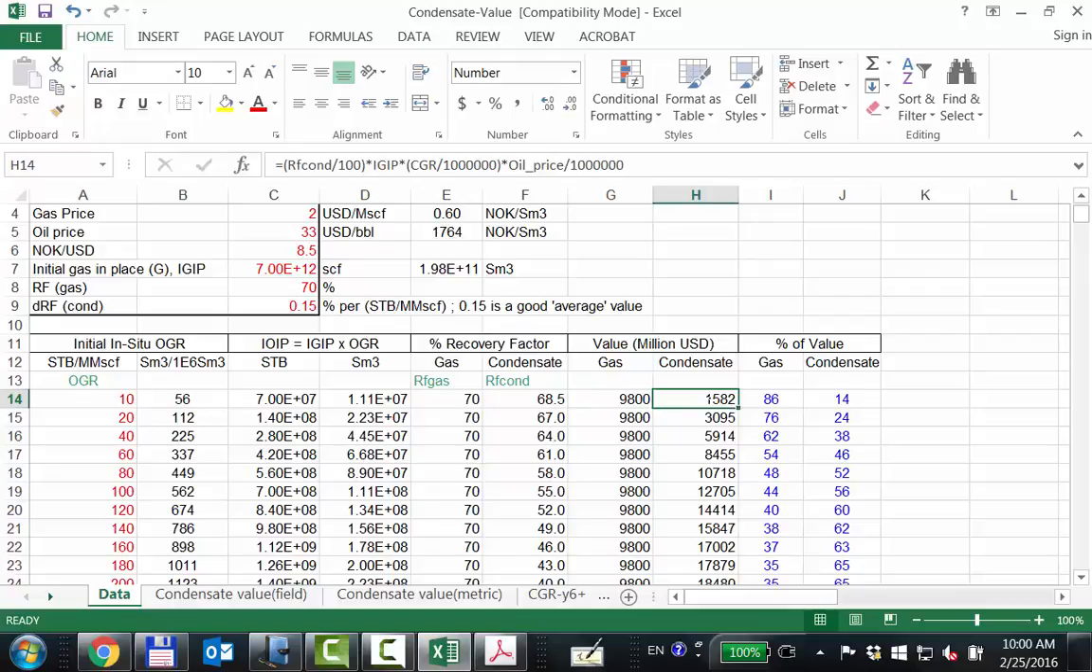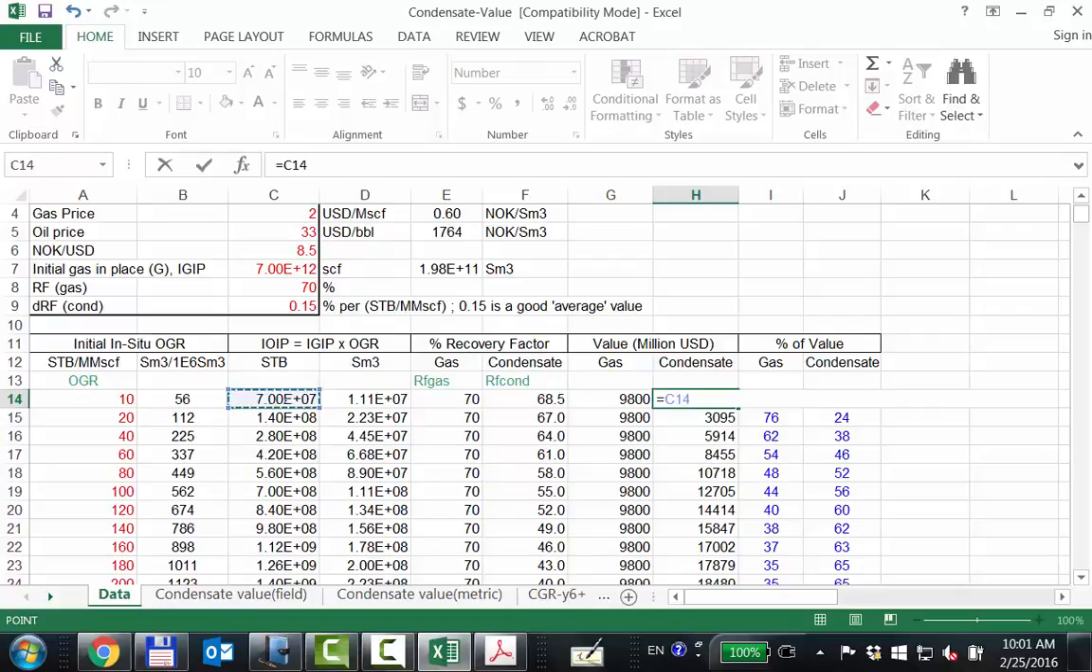And then on the condensate, we have to calculate the condensate value. So let's do that. That's the initial oil in place here, times the recovery factor here, divided by 100 to get it in fraction, times the oil price up here, which is dollars per barrel, and we are in barrels. And is that it? No, we want $1 million.